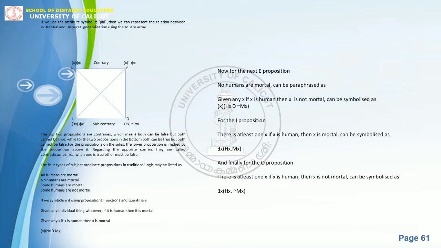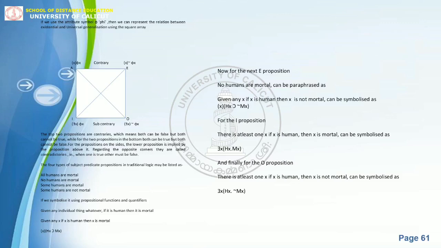From this square array we can find that the top two propositions are contraries, which means both can be false but both cannot be true, while for the two propositions at the bottom both can be true but both cannot be false. For the propositions on the sides, the lower proposition is implied by the proposition above it. Regarding the opposite corners, they are called contradictories.